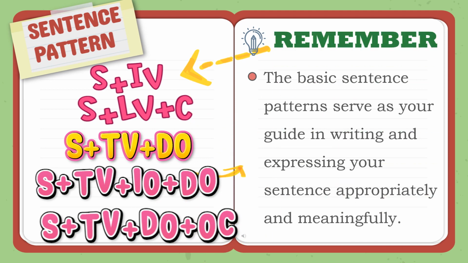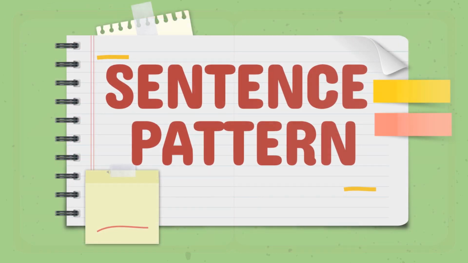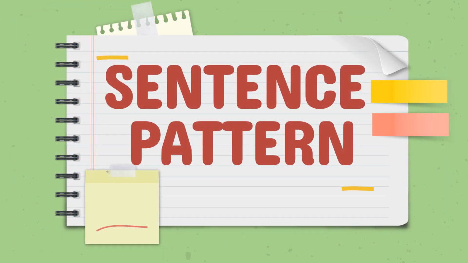To recap our lesson, the basic sentence patterns are 1. SIV, 2. SLVC, 3. STVDO, 4. STVIODO, 5. STVDOOC. Remember that the basic sentence patterns serve as your guide in writing and expressing your sentence appropriately and meaningfully. Keep in mind the basic sentence pattern to help you construct your sentences properly.